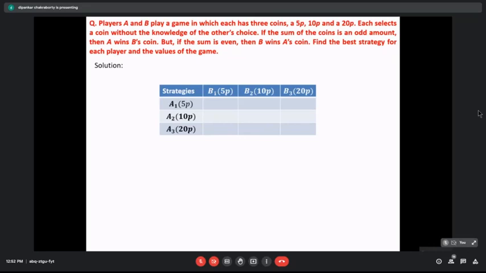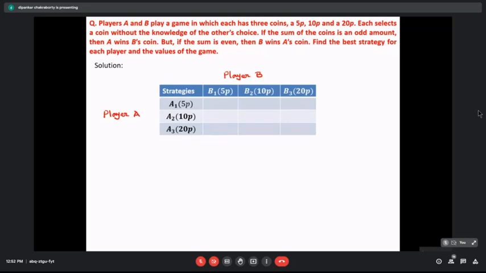As you can see, I have written strategies B1, B2, B3 for the player B, and for the player A, I have written the strategies A1, A2, A3. So if the sum is odd, then A wins B's coin. And as I mentioned to you in the first class, when we are writing this payoff matrix, we are writing it for A. That means positive entries mean that A will get those, and negative entries mean B will get those, right?